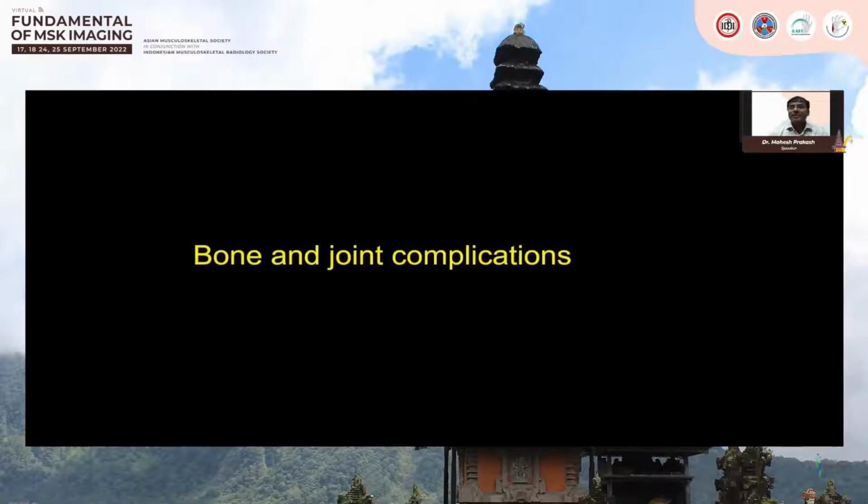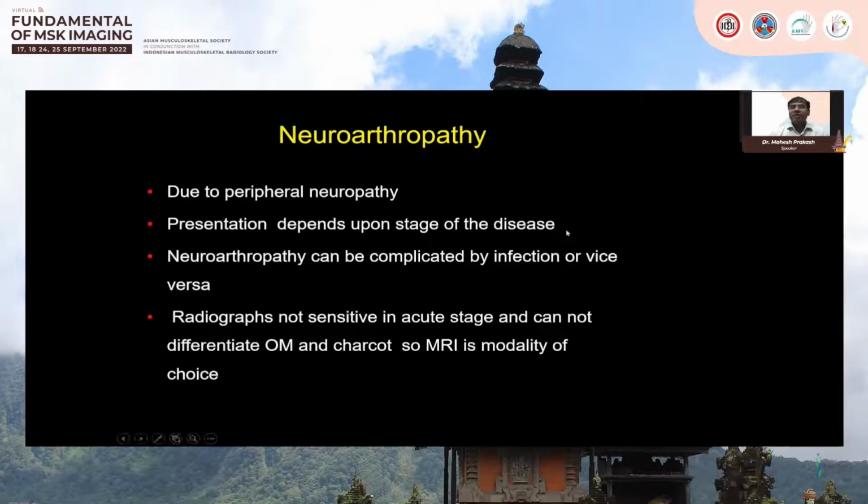Coming to the more important pathology, which involves the bones and joints. Neuroarthropathy or Charcot joint is because of peripheral neuropathy. The presentation depends upon the stage of the neuroarthropathy, whether it's acute or chronic. Another important point to remember is that they can be complicated by infections or vice versa. Radiographs are not very sensitive in the acute stage of neuroarthropathy.